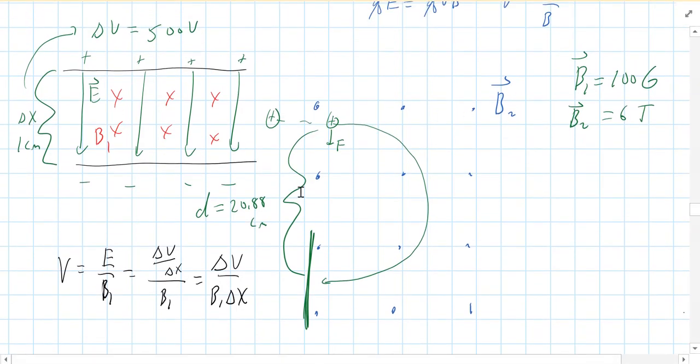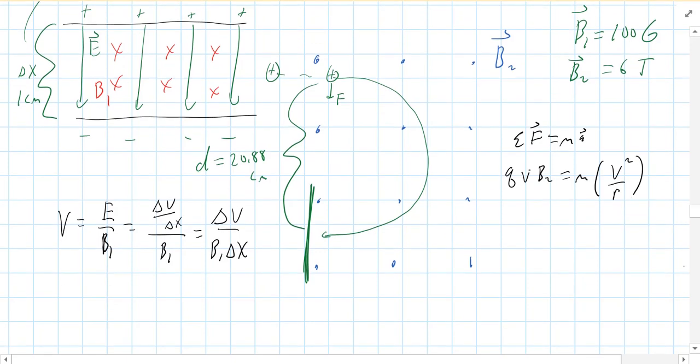Now, when they get into the circle, we're going to do net force equals MA. So that's QV B2 equals M, and then the acceleration is V squared over the radius. And we'll solve that for mass. So one of the V's drops out. And if you get the mass by itself, you would get Q, the charge, times B2, times the radius of the circle they're making, which is half of that diameter there, over the velocity.